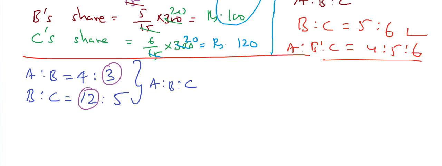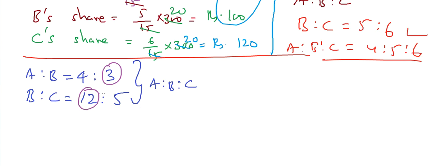So this will be equal if we divide by... see, there are two ways. Say one is if we divide 12 by 4, we'll get 3, or if we multiply 3 by 4, we'll get 12. So we can do any of this.